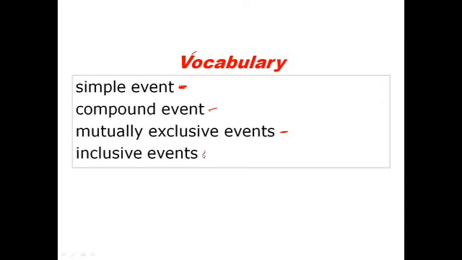An inclusive event would be having more than one event happen, and they could happen at the same time. So for example, if you were doing 2 things, you could roll a die and flip a coin. So if the event was rolling a 1 and getting a head on a coin, that would be possible because they're 2 separate things that you can do at the same time.